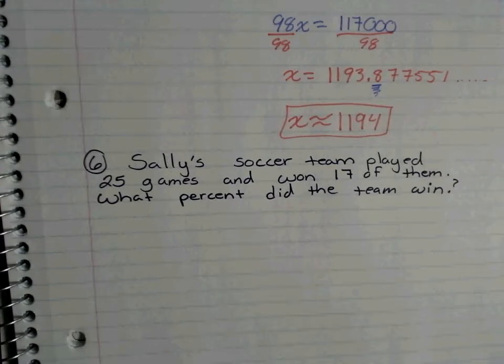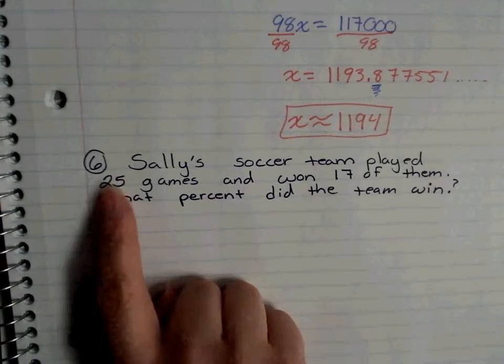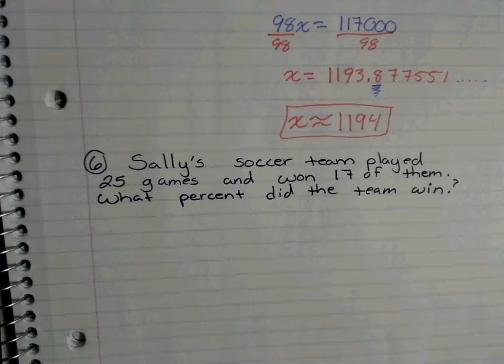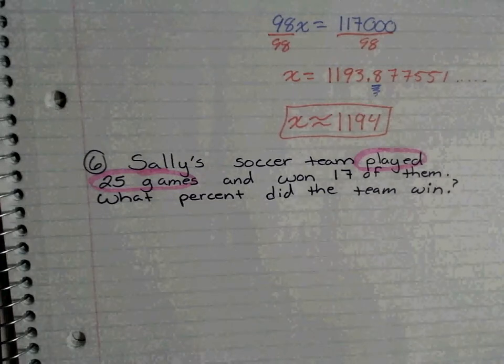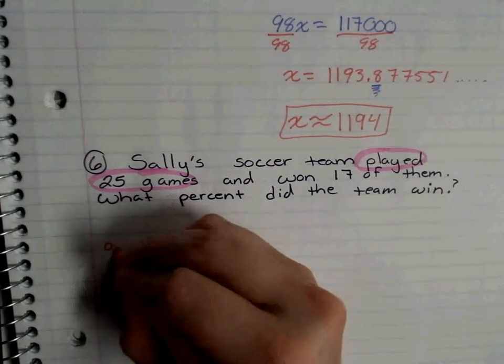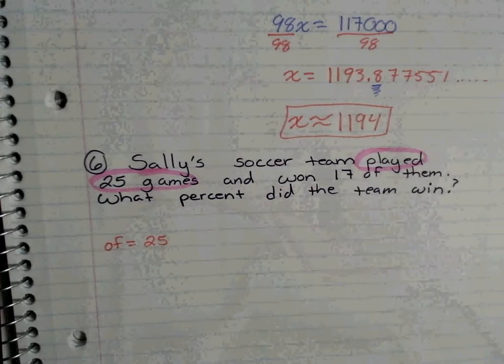So you've got the games you've played and you've got the games you've won. What's the whole? The 25, right? How many games you've played is your whole. How many games you've won is just part, right? You've won part of the games that you've played. You've lost part of the games that you've played. How many games you win, how many games you've lost, and how many games you tied, when you combine those together, that will equal your total or your whole. So the 25 games that was played, that's going to be the of value.